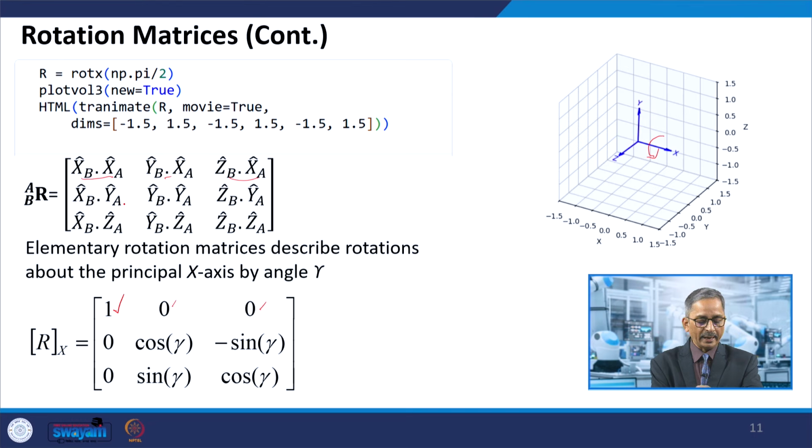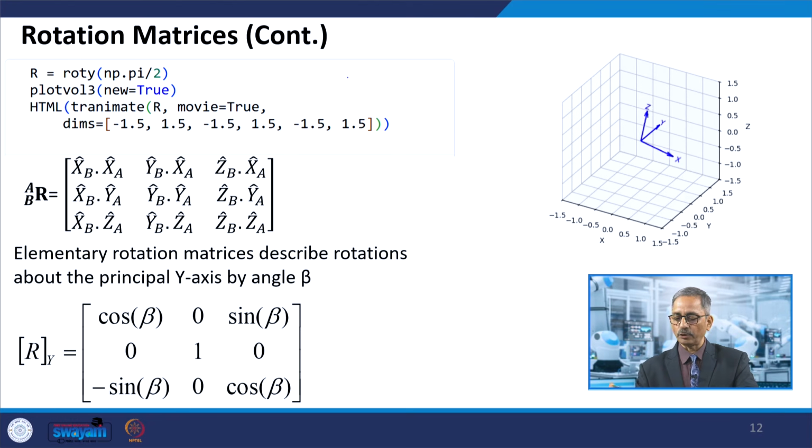Similarly, the angle between XB and YA is 90 degrees, so you have 0 here, and between XB and ZA is 90 degrees, so you have 0 here. And here you have the rotation. This is a general expression for rotation about the x axis by angle gamma. And when this gamma value is 90 degrees, we have already seen this animation, how this rotation takes place and what the meaning of that is.